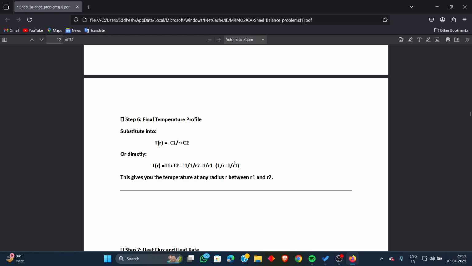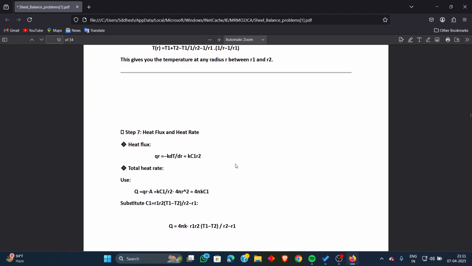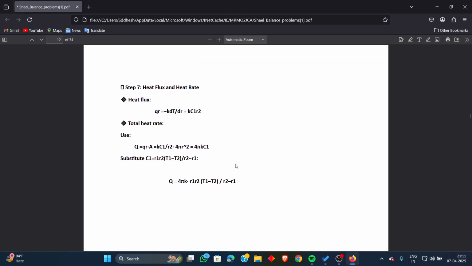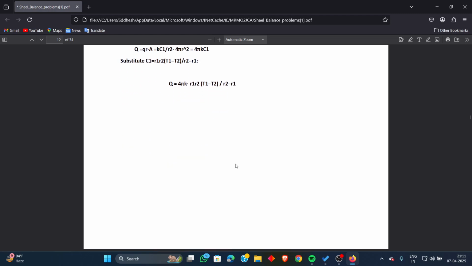Step 6, final temperature profile. We get an equation that if we solve it, we will get a profile that is logarithmic. Step 7, heat flux and heat rate. And Q we get after this is 4 pi K into R1 into R2 into T1 minus T2 upon R2 minus R1.